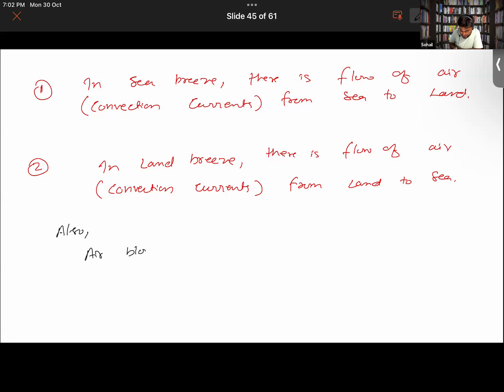Also, we can say that air blows from a high pressure region to a low pressure region. Low pressure region.